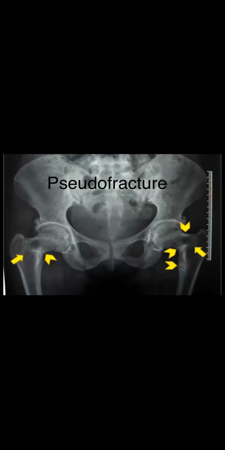I will try to show you what the pseudofractures, the Looser zones, and Milkman lines are. As you see in this picture, you have some areas of radiolucency, here, another area of radiolucency, then also here, and also here. These are areas of increased calcium deposition, but they are surrounded by areas of bone resorption. You will see here extensive bone resorption in the bone, and here extensive bone resorption. Also, you have multiple patches of radio-opaque.